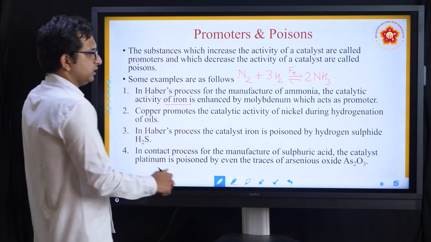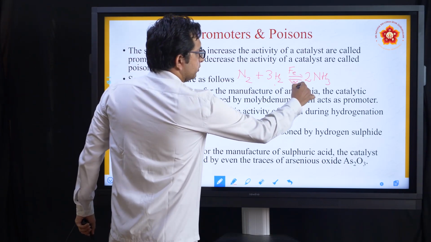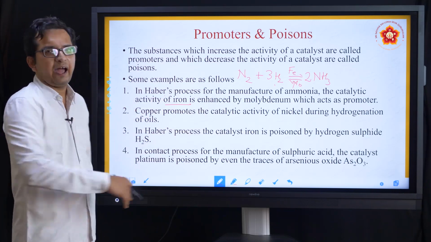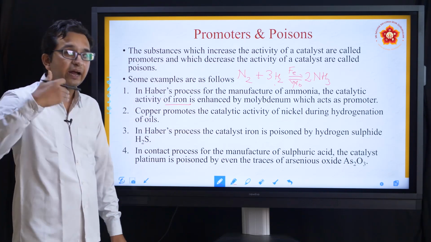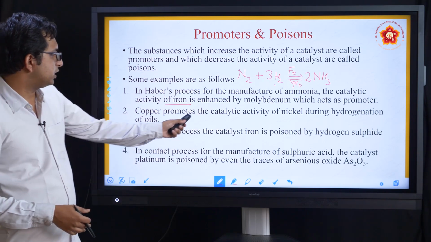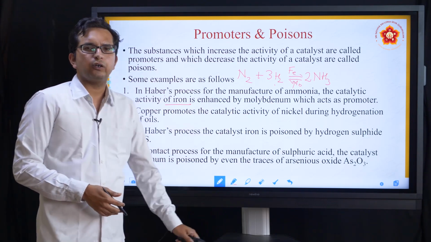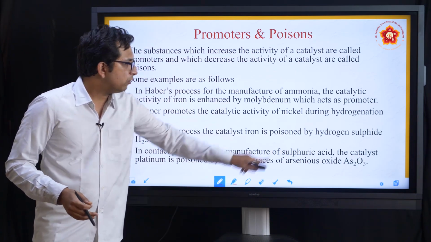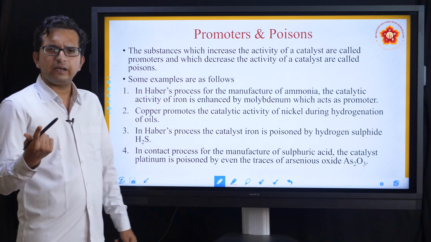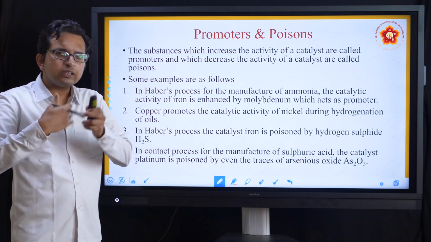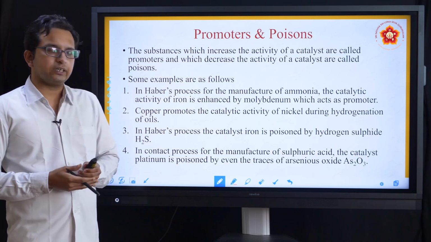Now along with this iron, they also tend to use molybdenum. So what is the role of molybdenum? It sees to it that iron acts as a better catalyst. The activity of iron is improved. Similarly, copper promotes the catalytic activity of nickel during hydrogenation. We are pretty much aware that in hydrogenation reactions, we use nickel, platinum, palladium as the major reducing agents. So if you want to increase their activity, you can use copper for that.